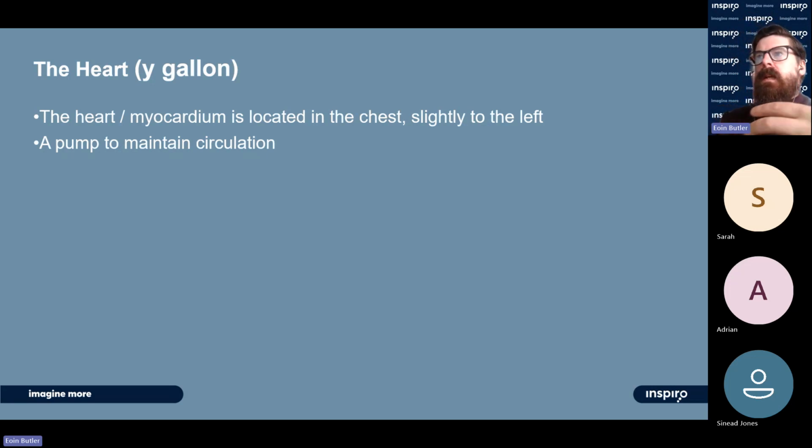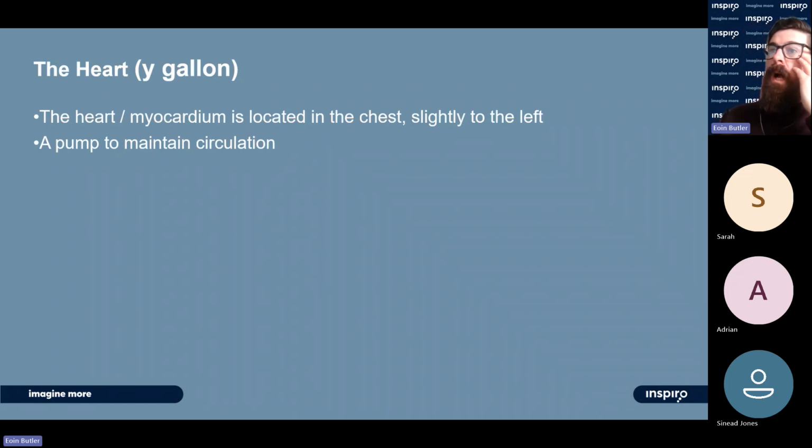The reason that we say it's slightly to the left is because the left side of the heart is bigger than the right side. So the left side of the heart pumps blood all around the body. So that left side of the heart is bigger than the right side of the heart because of that reason. And that is why we describe it as sitting slightly to the left. But if we were to put a pin through the center of the body and through the center of the heart, they would line up.